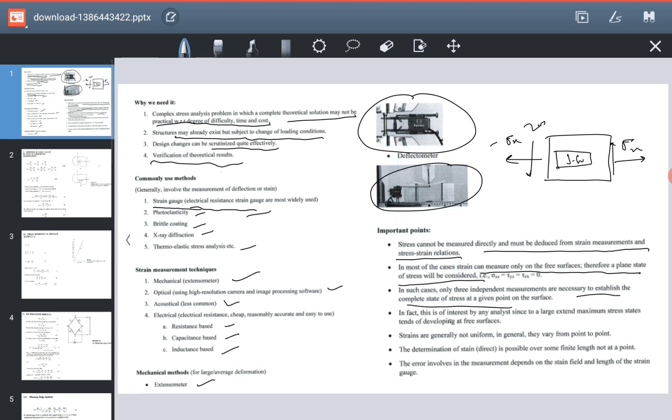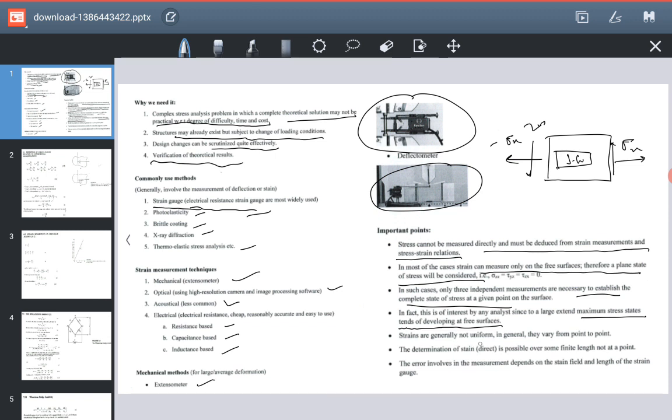Okay? In fact, this state of stress is of interest to any analyst, since to a large extent maximum shear stress tends to develop at free surfaces. So there's nothing to explain here, and on free surfaces, principal strains are the major cause of producing strains. So that's the principal interest for the person who is analyzing the strain.